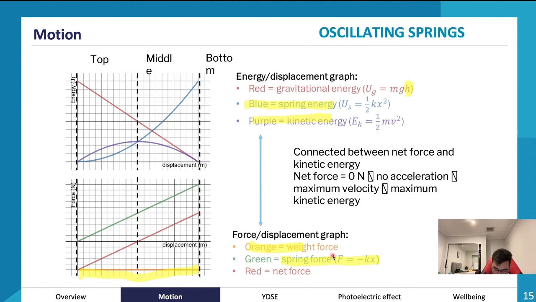And the net force is essentially the force of gravity minus the force of the spring. It doesn't matter which way you do it. It depends which way you take as positive and which way you take as negative. The net force is just subtracting the two forces, and we know at the center or the midpoint, these two forces are going to cancel out, and you're going to have zero net force.